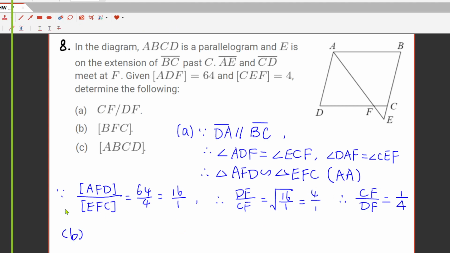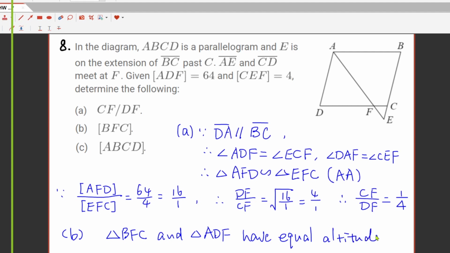Okay, then question B. We want to find the area of triangle BFC. Since AB is parallel to CD, the distances from points A and B to CD are equal, right? Therefore, we know triangle BFC and triangle ADF have equal altitudes or heights, right? But their bases are in a ratio of CF over DF, which is 1 over 4, right? Therefore, we know the area of BFC must equal 1 over 4 times the area of ADF, which is 16. You get it?